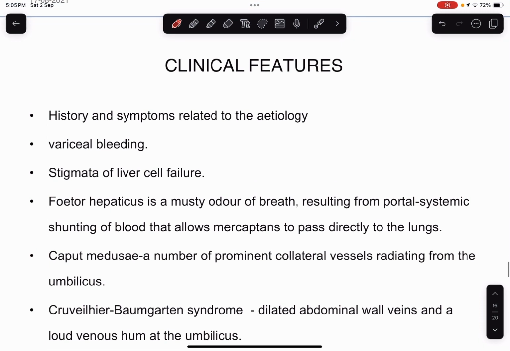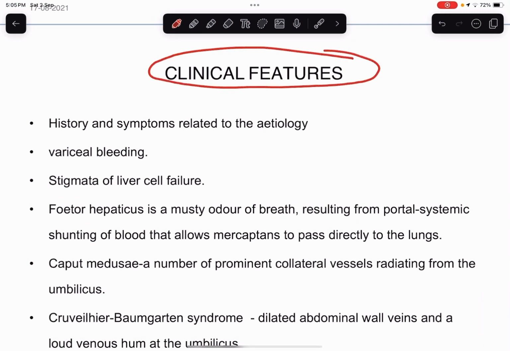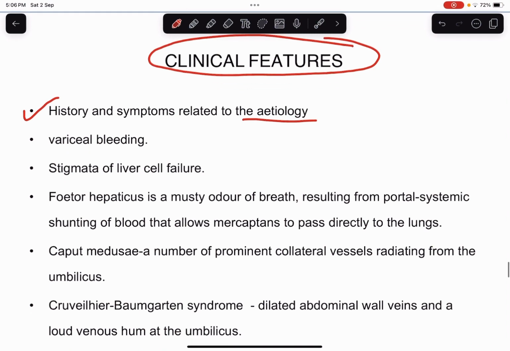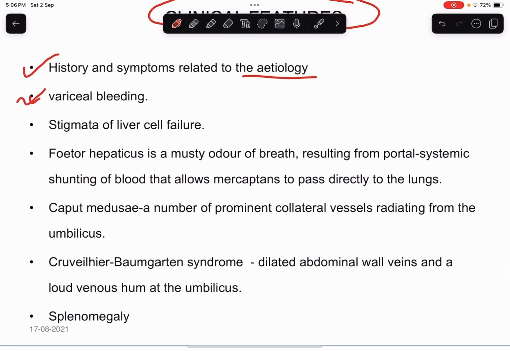Coming to the important part, the clinical features of portal hypertension. What are the clinical features the patient will present with? First of all, we need to take a proper history, including symptoms related to the etiology of the patient's presentation. We need to ask about any history of variceal bleed. Variceal bleed is one of the complications of portal hypertension. So the patient may present with features of portal hypertension or complications of portal hypertension, and stigmata of liver cell failure. Portal hypertension is a complication of liver cirrhosis, so there will be stigmata of liver cell failure.